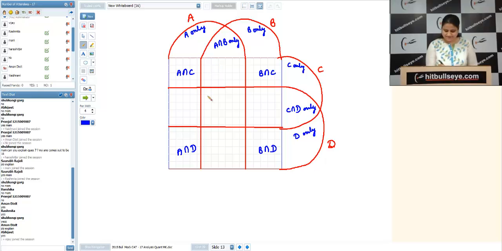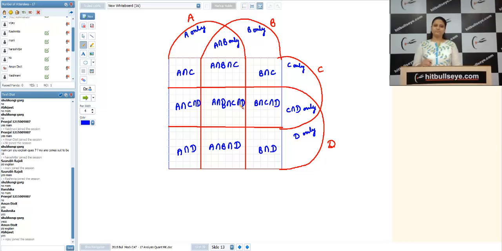Now come to this section. This is A intersection B intersection C only. This will be B intersection C intersection D. This is A, B and D. This is A, C and D. And the middle section will represent the intersection of all these things: A intersection B intersection C intersection D. First of all, you must know this. Now coming to the value putting part.